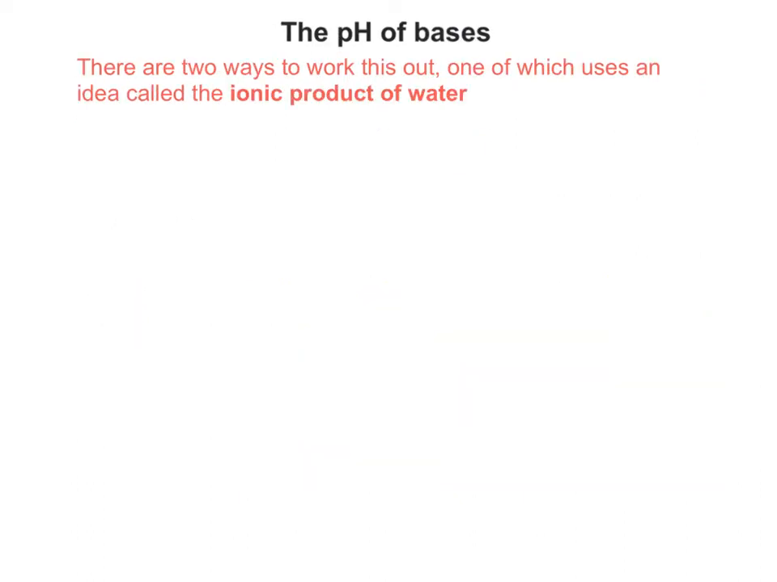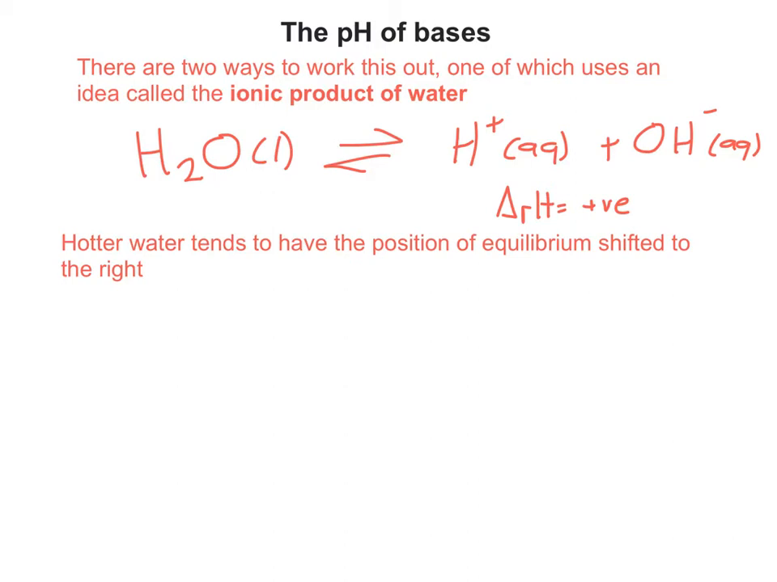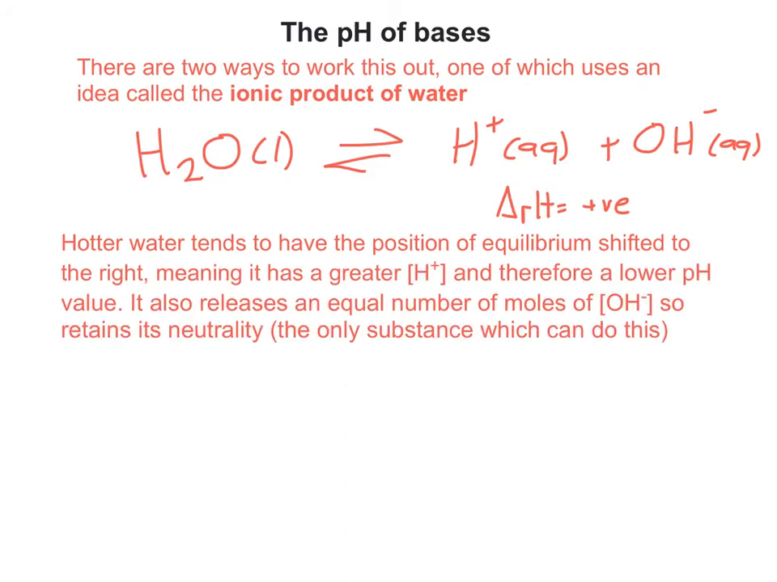There are two ways to work out the pH of a base. One of these methods uses an idea called the ionic product of water. Now you've already seen that water is at equilibrium, it dissociates. And the forward reaction is an endothermic process. So hotter water will have the position of equilibrium shifted to the right, which means it'll have a greater hydrogen ion concentration and therefore a lower pH value.